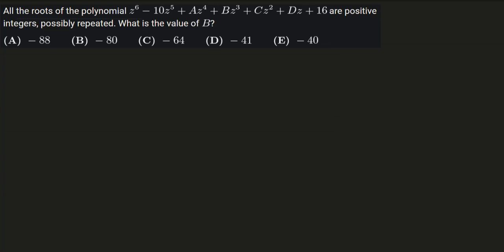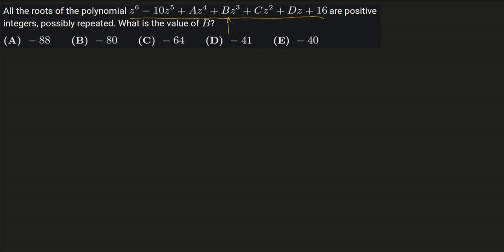Let's look at this problem. All the roots of the polynomial, this order 6 polynomial, are positive integers. All of the 6 roots are positive integers, possibly repeated. What is the value of b, this coefficient b? Good. So basically this problem reminds us of the Vieta formula right away, right?